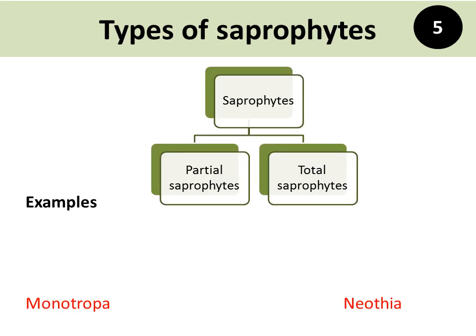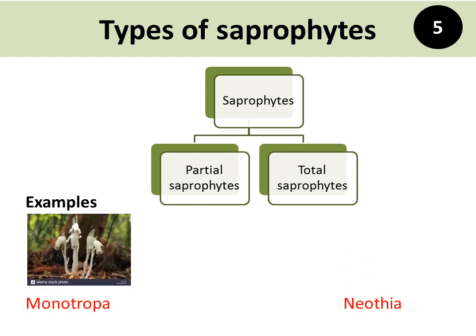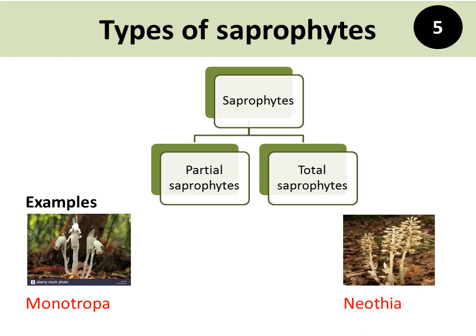Saprophytes are further divided into two types, that is partial saprophytes and total saprophytes. Partial saprophytes are those that depend partially on dead or rotten remains of plants and animals, for example Monotropa. Total saprophytes are those that depend totally on dead or rotten remains of plants and animals, for example Neottia.